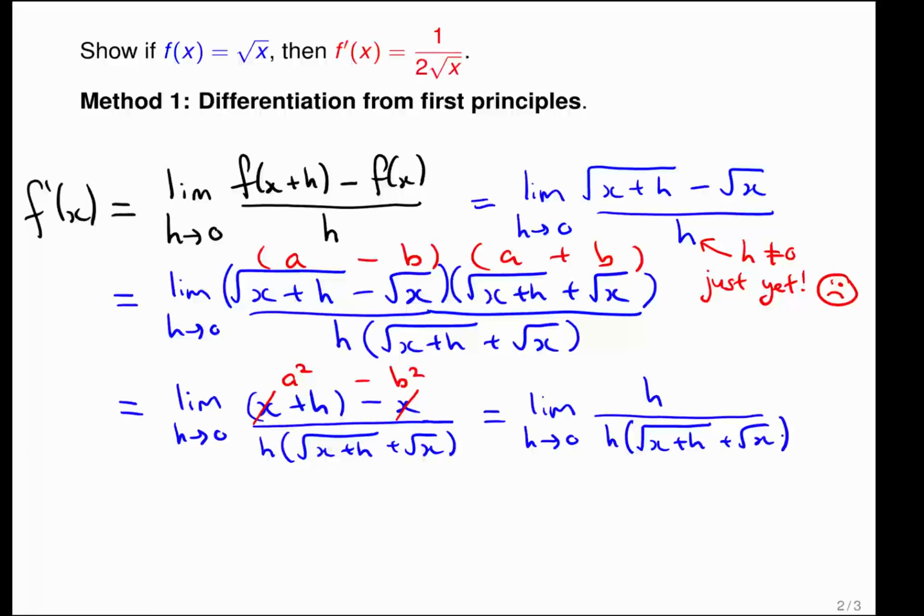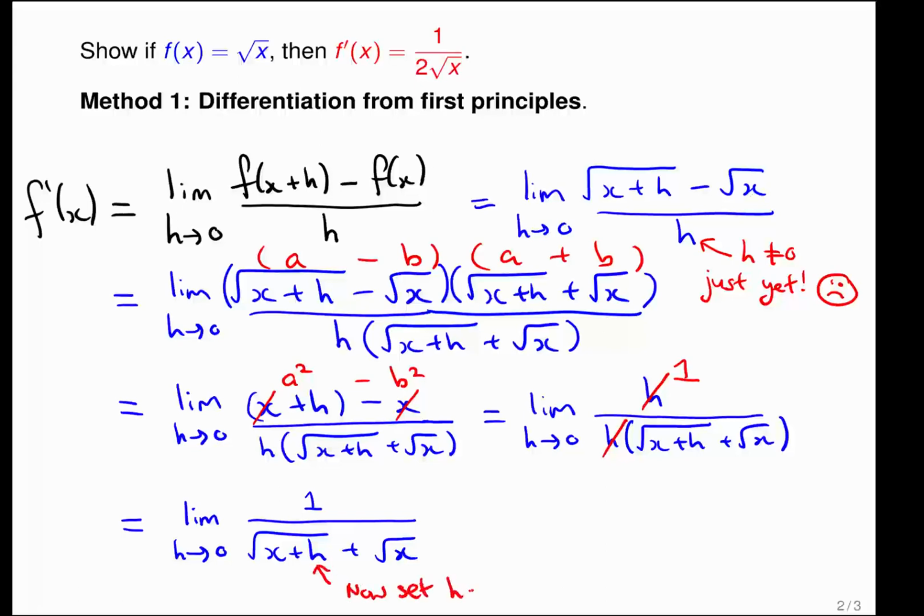This is where the magic now happens. The h's then cancel away, so we'll no longer have a lone factor of h in the denominator. And this means we're now finally in a position to evaluate the limit and set h to be 0. This leaves us with 1 on root x plus root x, which simplifies to just 1 on 2 root x. Thus, we've shown that the derivative of root x is 1 on 2 root x.